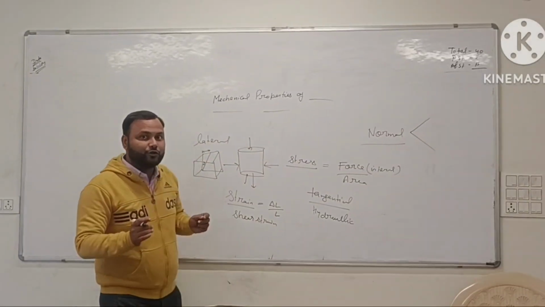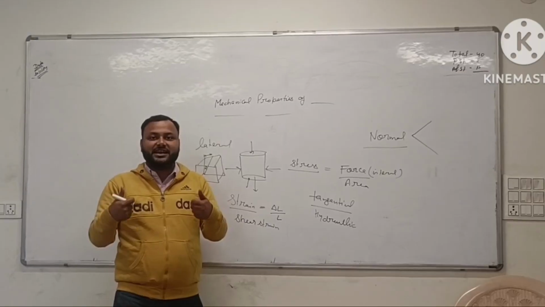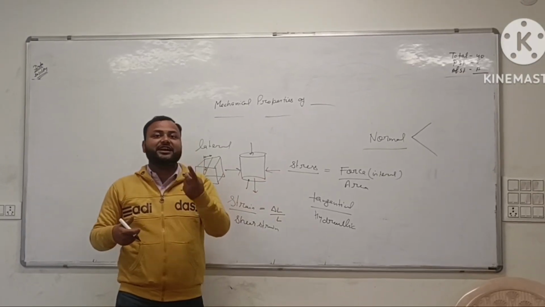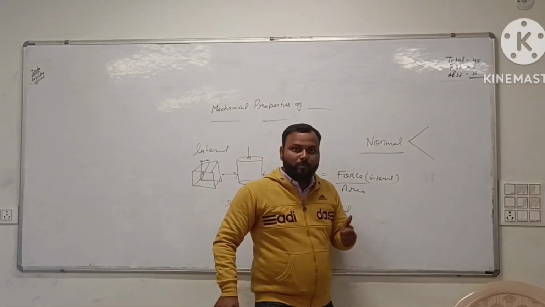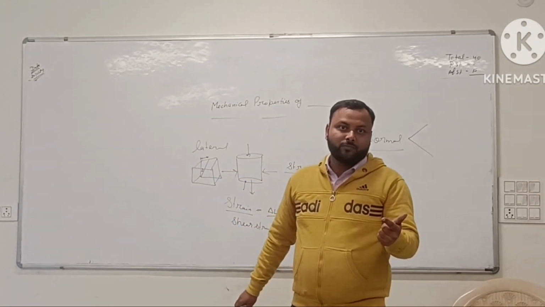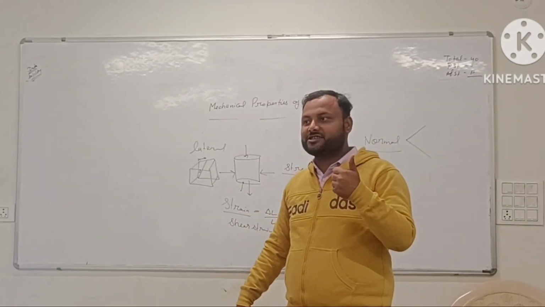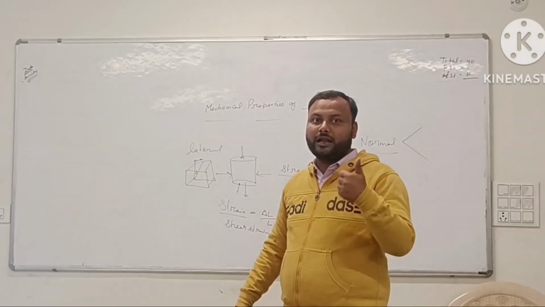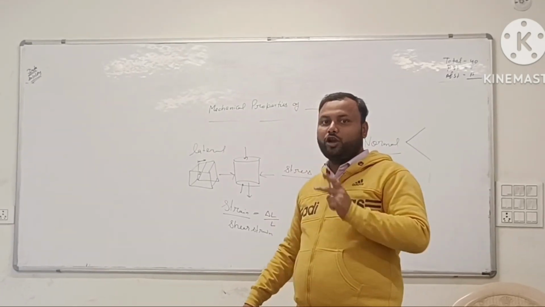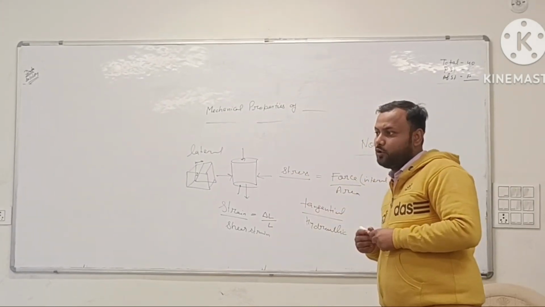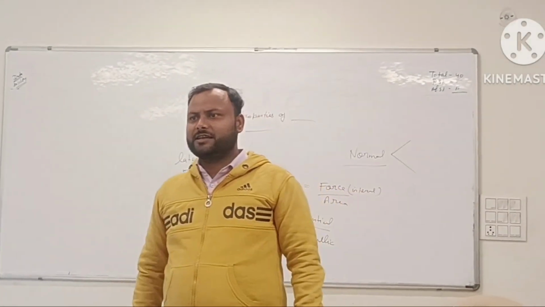Another type is where you are applying a stress in all directions. Then the stress is called hydraulic stress, and the strain type is called volumetric strain. There are three types of stress: normal, tangential, and hydraulic. There are three types of strain: longitudinal, shear, and volumetric strain, which we also call bulk strain. So there are three types of modulus. We will discuss in the next class.